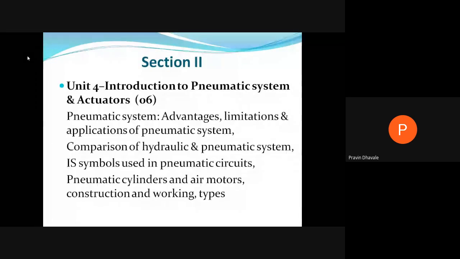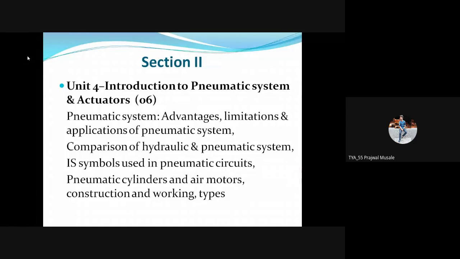pneumatics. Unit number 4 will be the introduction to the pneumatic system and actuators. Now, what is pneumatics? What is the difference between hydraulic and pneumatic? Can anybody explain? What is hydraulic and what is pneumatic? Yes, tell me the difference.